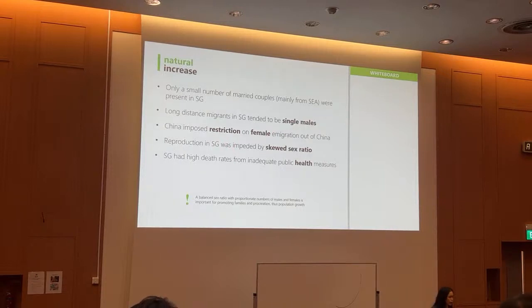So on one hand, Singapore was having low birth rates at that time. On the other hand, Singapore was having high death rates due to poor healthcare and hygiene provisions. So I put a note here: a balanced sex ratio with proportionate numbers of males and females is important to form families and then produce babies.